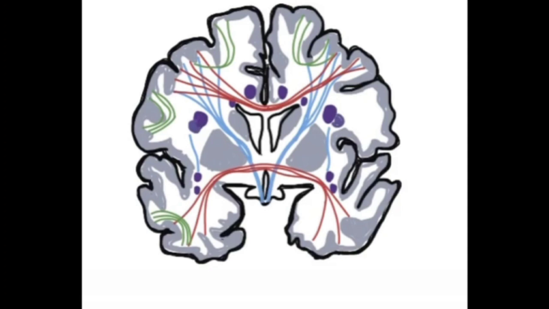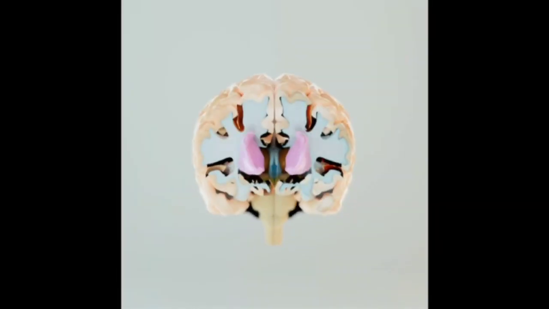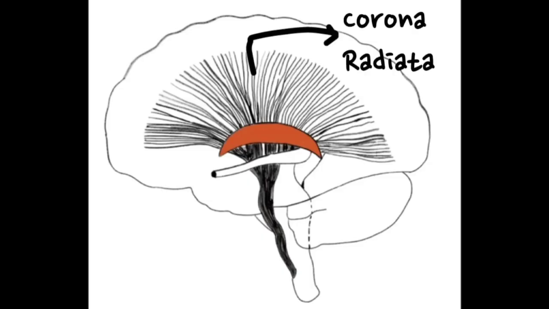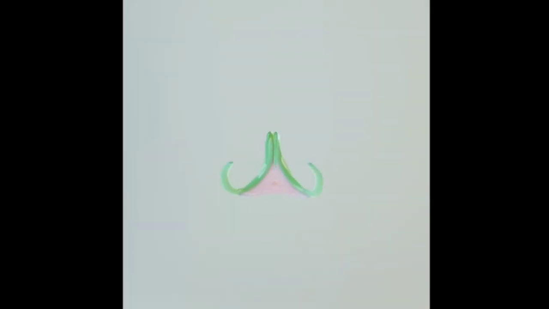Projection fibers. These fibers connect the cerebral cortex to subcortical centers and the spinal cord. The most important projection fibers are the internal capsule, corona radiata, fornix, and fimbriae.